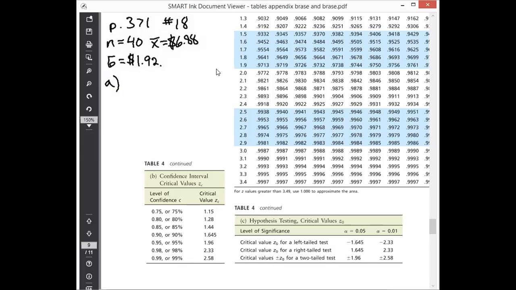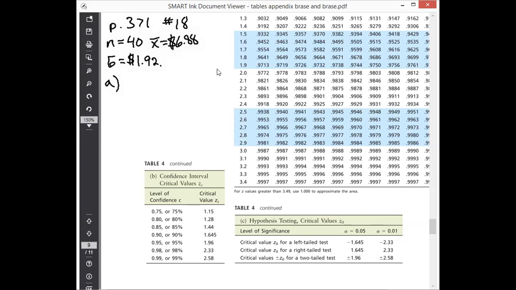All right, so we're going to take a look at a problem up here. Page 371, problem number 18. It concerns watermelon crops. So it says, what price do farmers get for their watermelon crops? In the third week of July, a random sample of 40 farming regions, so you can see n equals 40, gave a sample mean of x bar is $6.88 per 100 pounds of watermelon. Assume that sigma is known to be $1.92 per 100 pounds. And again, sigma is rarely known. So they're saying assume that that's sigma, right?